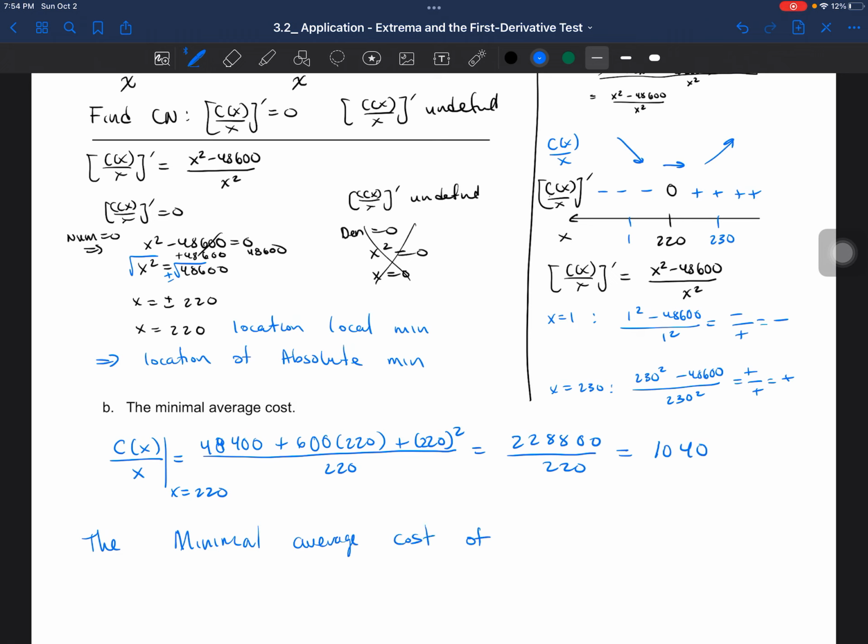So the minimal average cost of producing x items, or in this case 220 items, is $1,040, right? And that will give you the minimum average. That's the lowest average cost that you're going to have in this cost function.